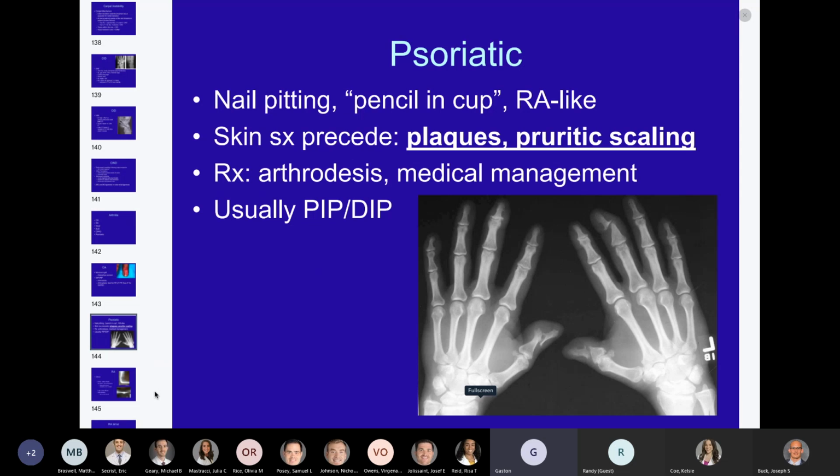Psoriatic arthritis, classic x-ray findings are pencil and cup deformities. They gave this exact x-ray and asked you what's the diagnosis, and you should be able to look at those pointy little pencil and cup deformities and know it's psoriatic arthritis. They've also asked that the skin findings precede the arthritic findings, and those skin findings are plaques and pruritic scaling. And the answer would be medical management, and if that fails, arthrodesis.